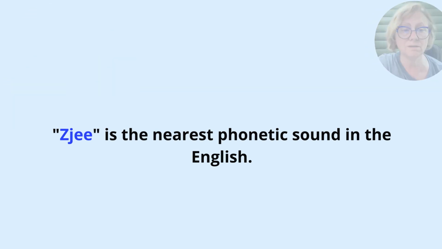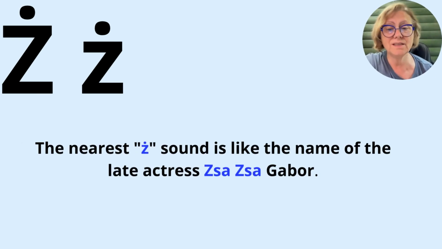J is the nearest phonetic sound in the English. J. The nearest j sound is like the name of the late actress Zsa Gabor.